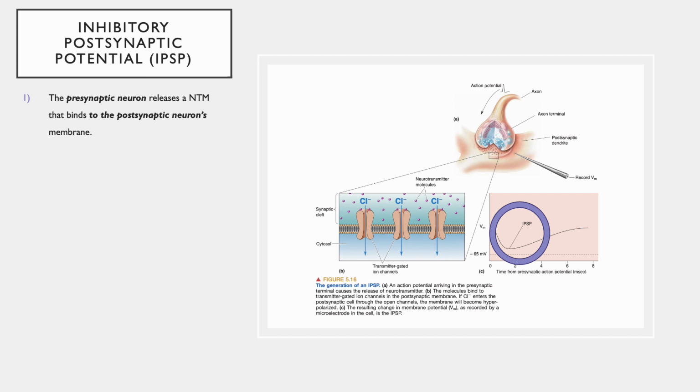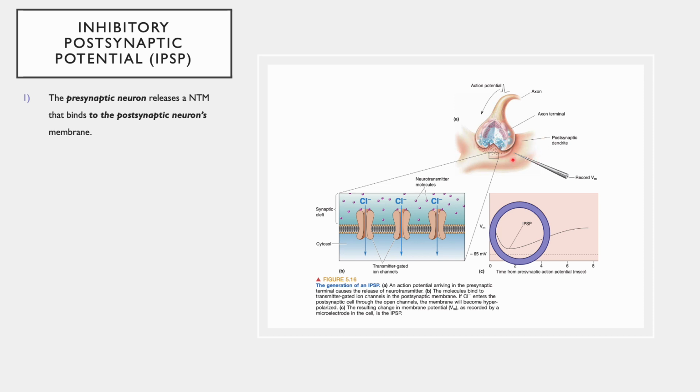Now let's talk about the inhibitory postsynaptic potential, or an IPSP. This is going to increase inhibition of activity in the postsynaptic neuron. So in this example, we have two neurons. We have our presynaptic neuron and our postsynaptic neuron. The presynaptic neuron releases a neurotransmitter that binds to the postsynaptic neuron's membrane.